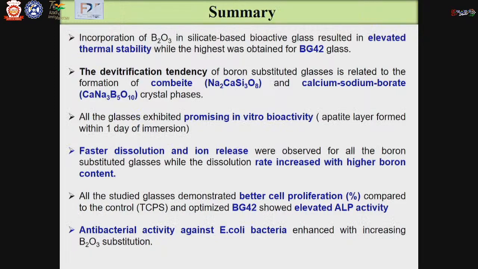Now, in summary, we have developed some thermally stable compositions, and the highest was for BG42 glass, and the devitrification or crystallization tendency was related to the combeite, or sodium-calcium silicate, and calcium-sodium borate phases. All the glasses exhibited promising in vitro bioactivity, that is within 1 day, which is otherwise only obtained for 45S5 composition, but it has very low thermal stability. We have higher thermal stability and better cell proliferation percentage for all the glasses, while elevated ALP activity is evidenced for BG42 glass. Antibacterial activity was quite good for all the glasses.